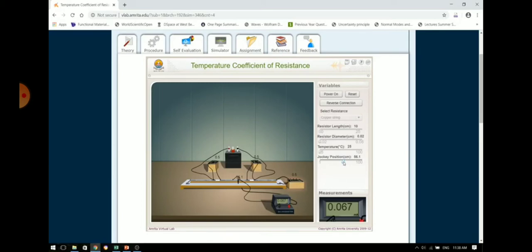Now you have to choose the length. What is the length? The length is visible at the jockey pointer, say 56.1. You put that value in your table for gap 1.